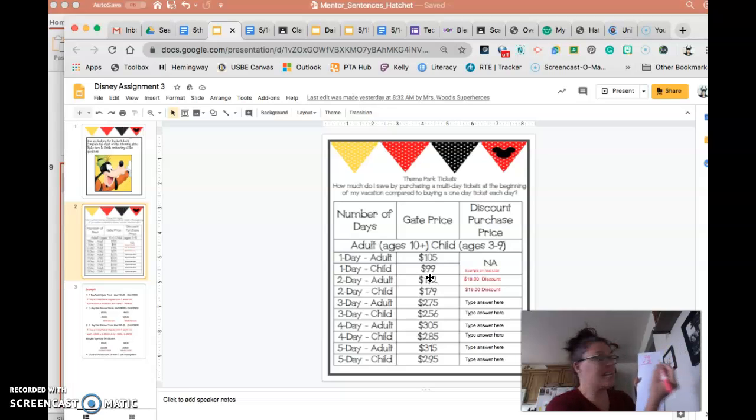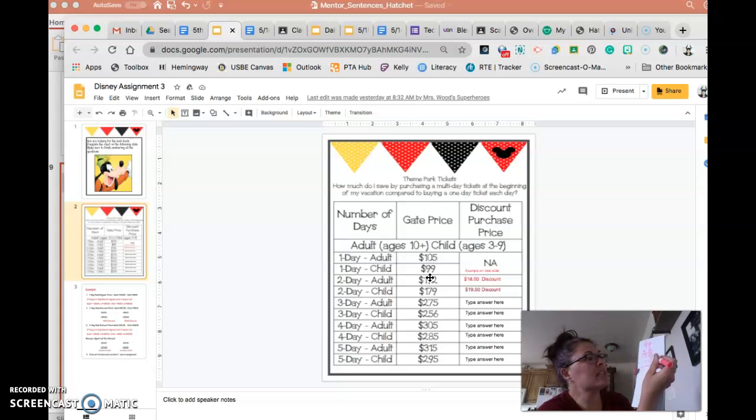Okay, so here we go. 2 times 9 is 18. Put down the 8, carry the 1. 2 times 9 is 18 plus 1 is 19. So if I bought a new ticket for my child every day, I would spend $198. But the discount says it's $179. Okay, so we're going to subtract those to find the difference. We're going to find our discount.